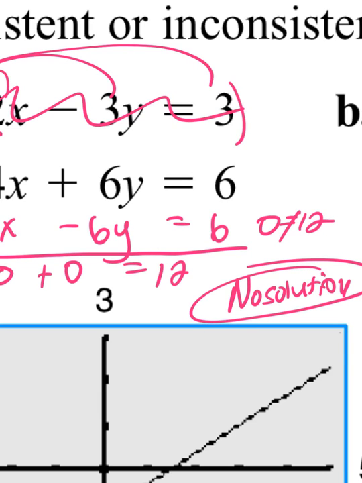So when you algebraically work out a system of equations and you get 0 equals a number, or a number equals a different number, that's no solution. That means graphically, if you graph them, what would the graph look like for no solution? It'd be 2 lines, but parallel. They don't ever touch.